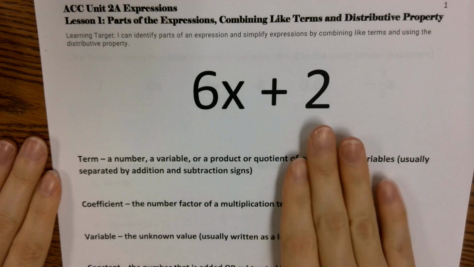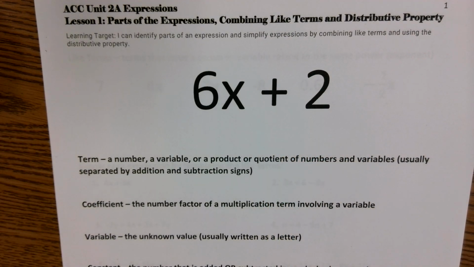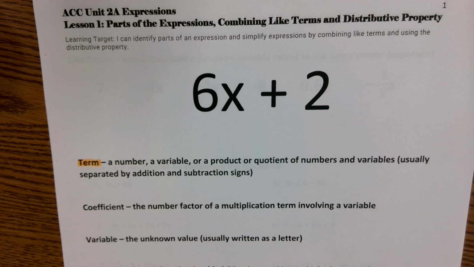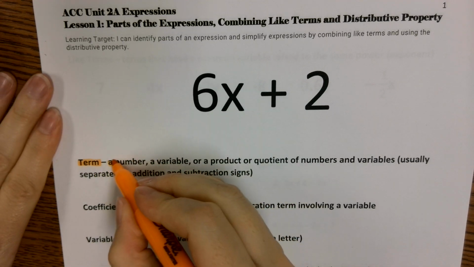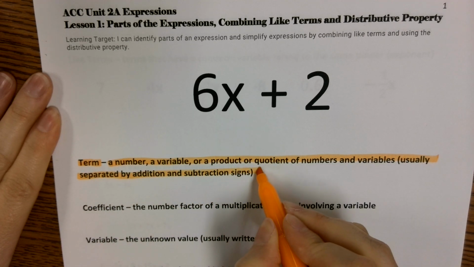Now, each expression has what we call terms. When we split these terms up, I'm going to highlight the word terms in orange. A term is a number, or a variable, or a product or quotient of numbers and variables, and they are typically separated by addition and subtraction signs.